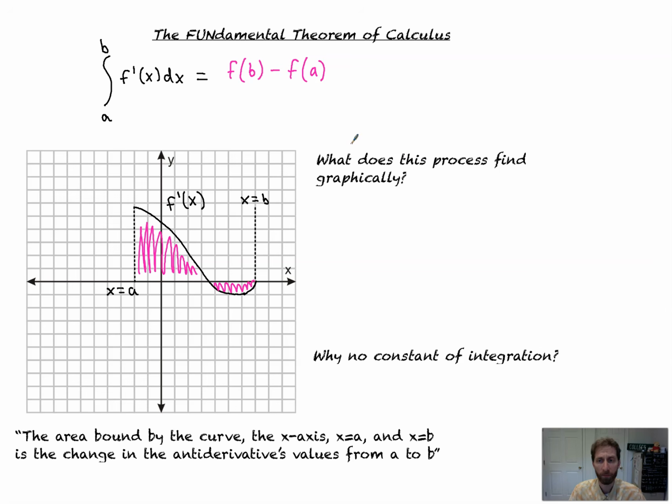And this finds, again, the net signed area, all of this. Now, to be very clear, what does the process find graphically? The net signed area, right? So what that means is all of this plus all of that, and that would be negative right there.